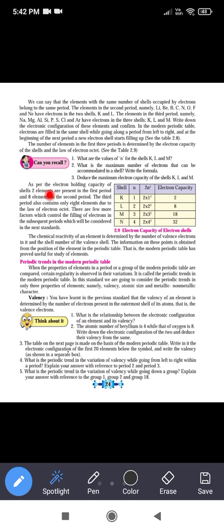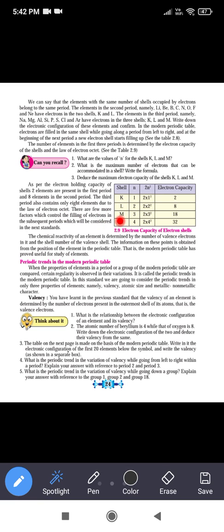As per the electron holding capacity of the shell, 2 elements are present in the first period and 8 elements in the second period. Now the electron capacity of the first period is 2. That's why only 2 elements are present in the first period. And the maximum electron capacity in the second period is 8. That's why the second period contains 8 elements. The third period also contains only 8 elements due to the law of electron octet.